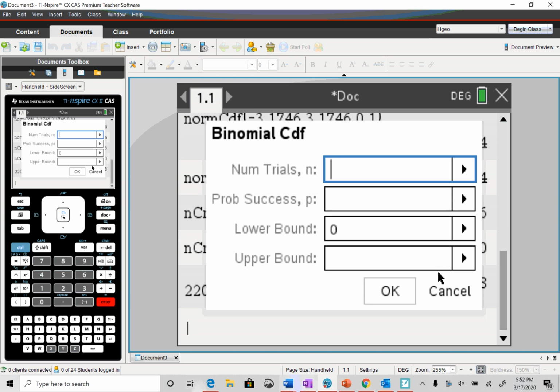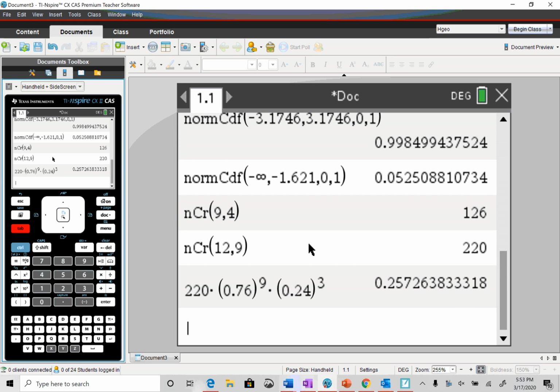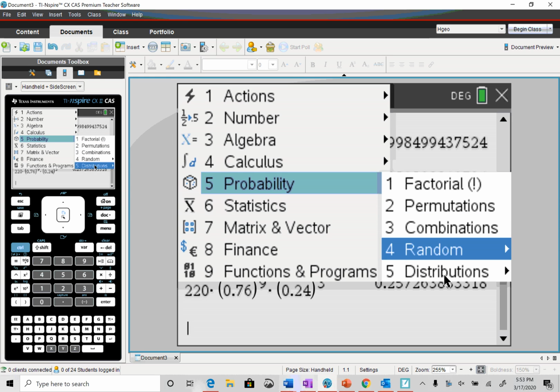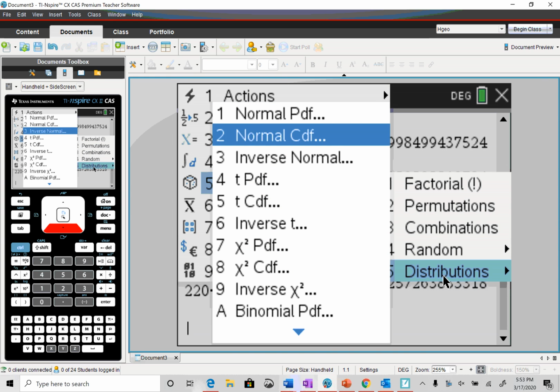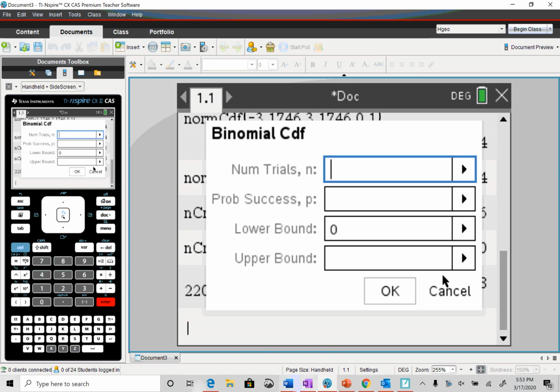Look at this lovely window that pops up. What are we describing here? We said that there were 12 calls, so the number of trials is 12. Let me run through that again because sometimes it goes off on its own. 5, 5, and then arrow down to choice B. So the number of trials is 12, tab. Probability of success, again, we said that was 0.76.